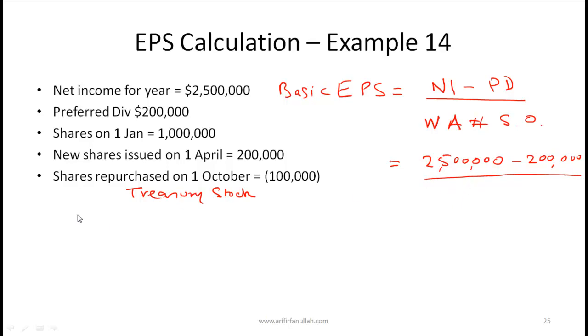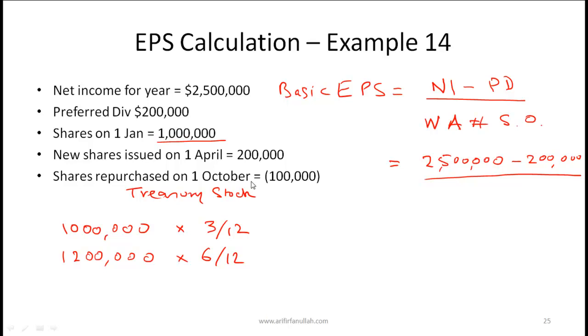So what is the weighted average number of shares? Let's do this calculation here on the left. On 1 January, the number of shares outstanding was 1 million. So we had 1 million shares. How long did we have 1 million shares for? We had these for 3 months. Why? Because on 1 April, 200,000 more shares were issued. So what we say here is 1 million for 3 months out of the total 12 months in a year. Then we had 200,000 shares issued, which makes the total number of shares outstanding equal to 1,200,000, and we had these for 6 months.